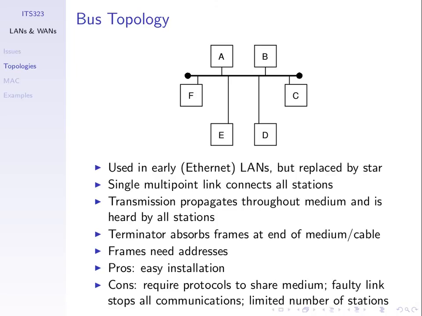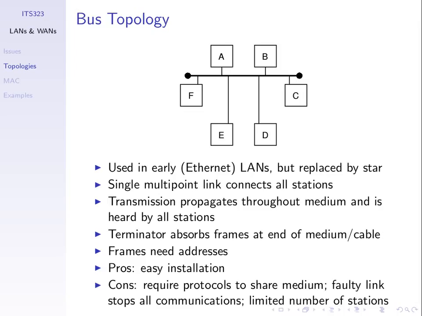Bus topologies were used in early wired LANs. So maybe 15 years ago, many of the wired LANs inside campuses and inside offices used a bus topology. Basically, there was a cable that passed all the PCs, and the PC had a special attachment on the back that connected to that one bus cable. So there's a single multipoint link connecting the stations. It's a point-to-multipoint medium. A transmits, everyone receives.